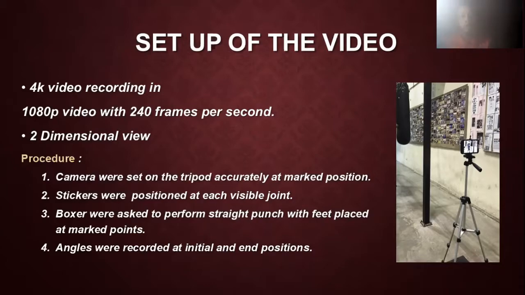After the setup is good, the boxer is asked to perform the straight punch with feet placed at the marker point. It was given for one trial. Next, the angle will be recorded at the initial and end positions. We'll go to the next slide.